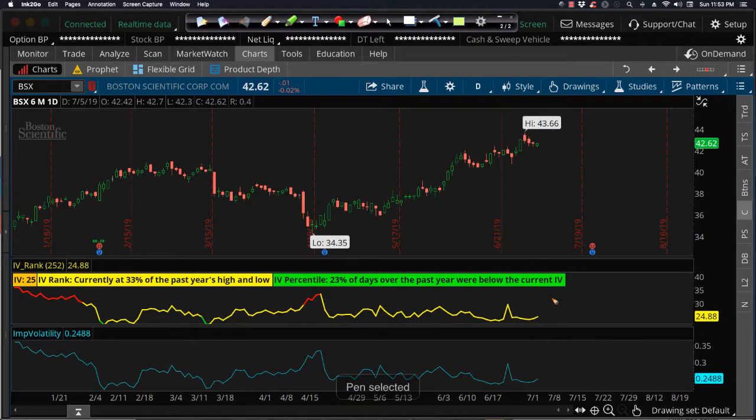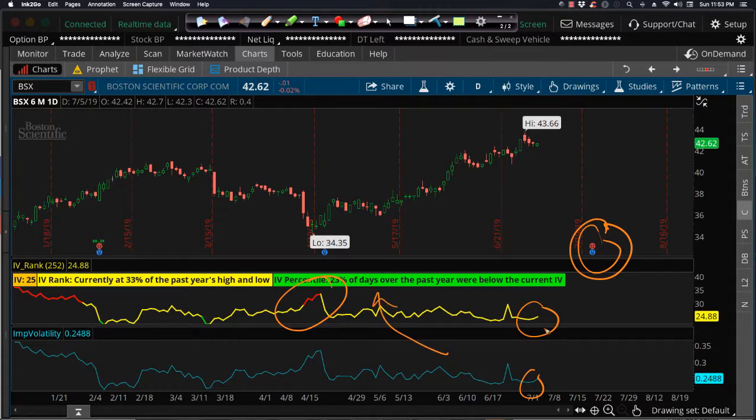Oh, and look, there comes earnings. Earnings is out here on the calendar, and I know that implied volatility tends to rise around earnings. So now I could say, well, implied volatility is on the lower end. Only 23% of the days were lower, and earnings is coming. That means I could probably realistically expect volatility to rise and be in line with the other 77% of the days. And again, typically increased and above average around earnings.